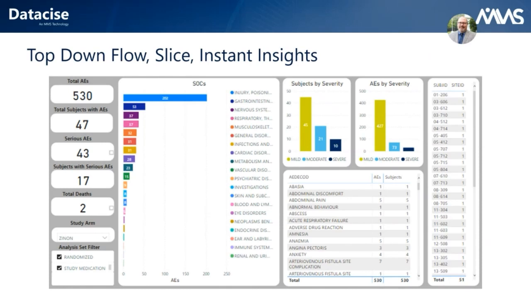So a top-down flow, with your slicers, and put those insights right in front of the user. If you look on the left, we have some cards and we show some numbers, and we have a way we can filter to study arm or to analysis sets. Way over to the right, you have subject IDs, and you can click on a subject ID and filter to that subject ID to see what adverse events are happening. But the instant insights are right in front of you with the system organ classes.